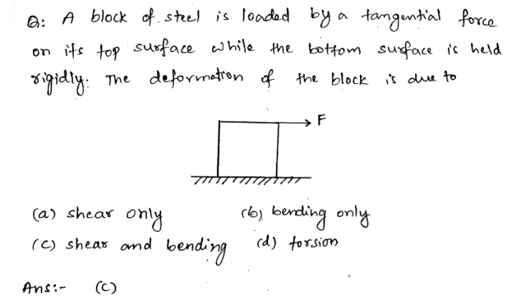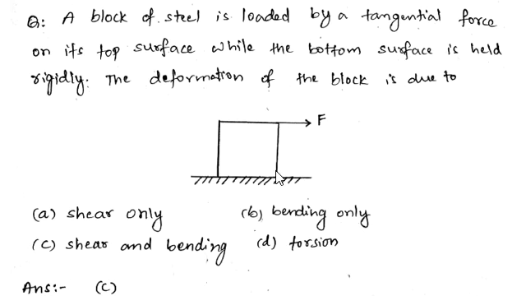Now we are seeing some of the previous GATE questions from the subject strength of materials. A block of steel is loaded by a tangential force on its top surface while the bottom surface is held rigidly. The deformation of the block is due to.